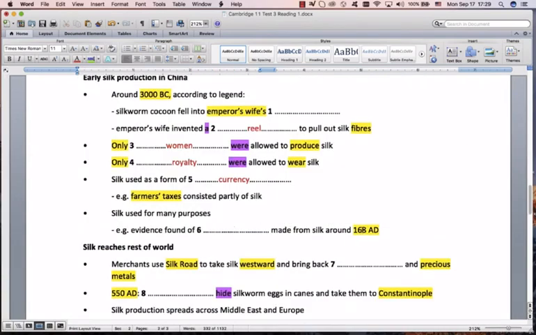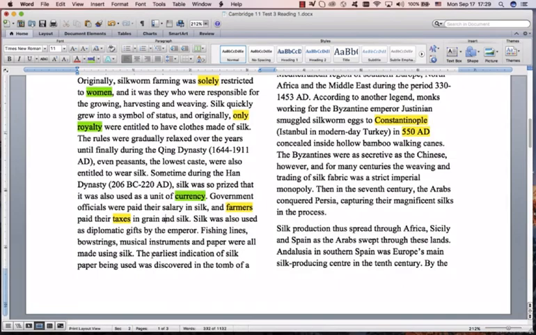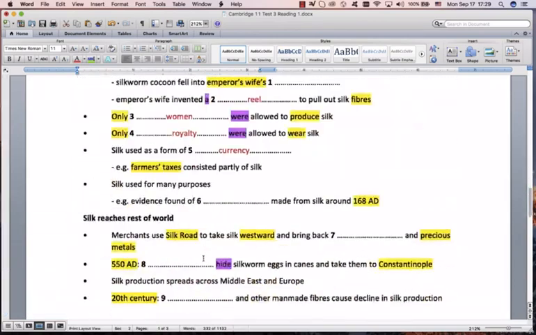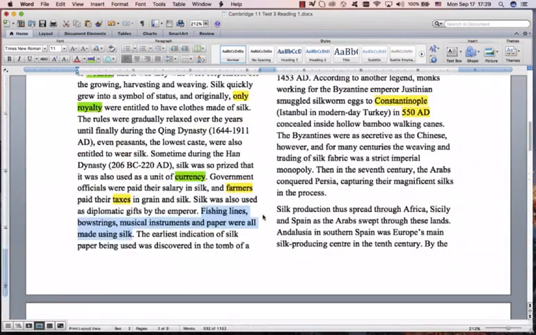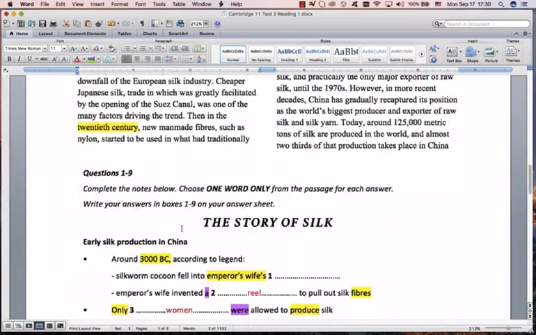Evidence found of something made from silk around 168 AD. So something was made from silk. The earliest indication of silk paper being used was discovered. Fishing lines, bowstrings, musical instruments, and were all made using silk. Okay, but we remember we need 168 AD. This is not 168 AD. We don't know when this is. We must look at this sentence here because that's the 168 AD sentence. He died around there. So something that was made from silk. And it's just a kind of a grammar structure that they use. If I say a wooden table, I can also say a table made from wood. A glass window, a window made from glass. So silk paper means paper made from silk.